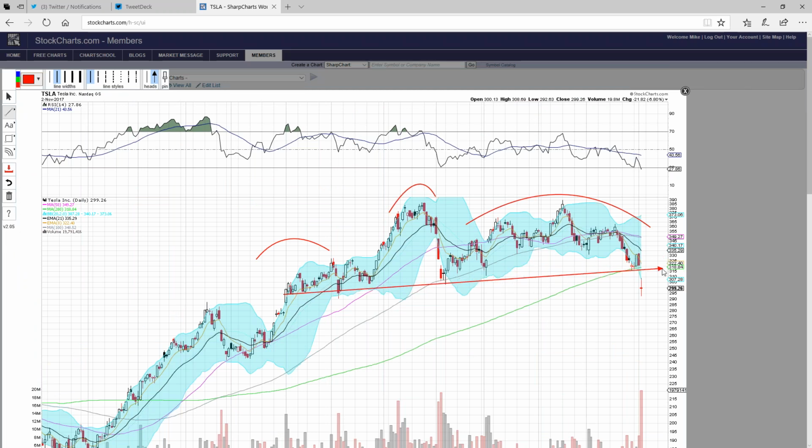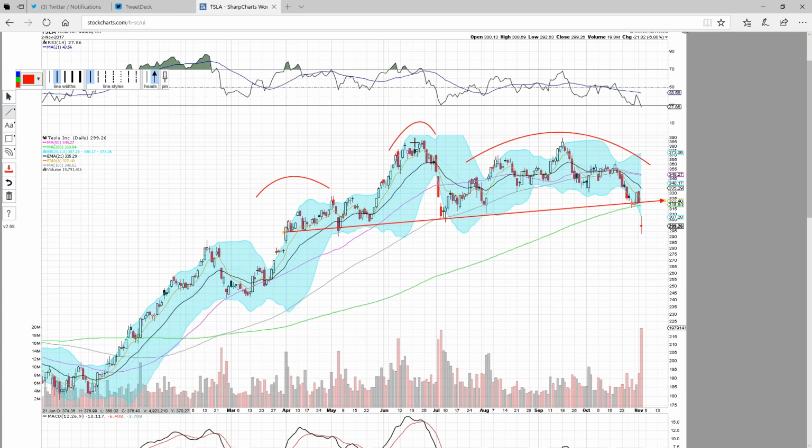Here was your neckline through here. Held the 200-day, lost it. The measured move from here to there is roughly 280. That would bring us to right about here, which would fill this small gap at this point, and that would make sense where it would go to if it really wants to sell off.